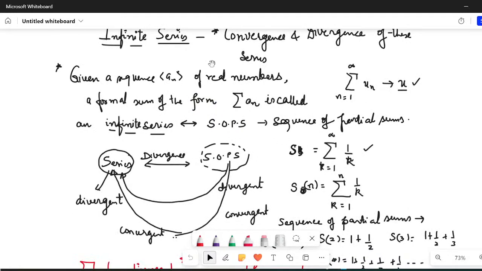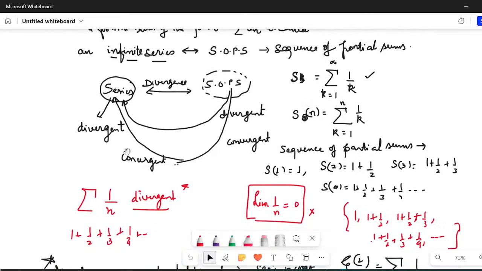Yesterday when I started with this topic, I told you that instead of seeing the infinite series, just see the sequence of partial sums. And what is the sequence of partial sums? Let us say I'm saying summation 1 over n is divergent. What does it mean? The sequence of partial sums underlying this would be S1 = 1, then S2 = 1 plus 1 by 2, then S3 = 1 plus 1 by 2 plus 1 by 3, S4 would be 1 plus 1 by 2 plus 1 by 3 plus 1 by 4. Usually students get confused and say that 1 over n is the sequence. No, that is not the sequence. The sequence of partial sums for this series would be this.